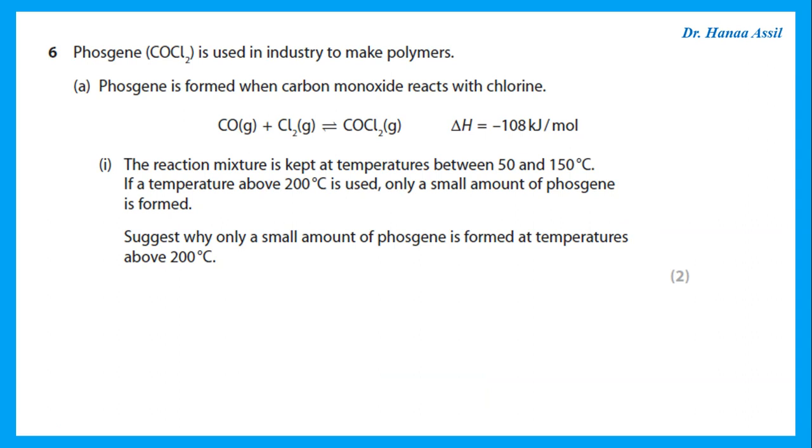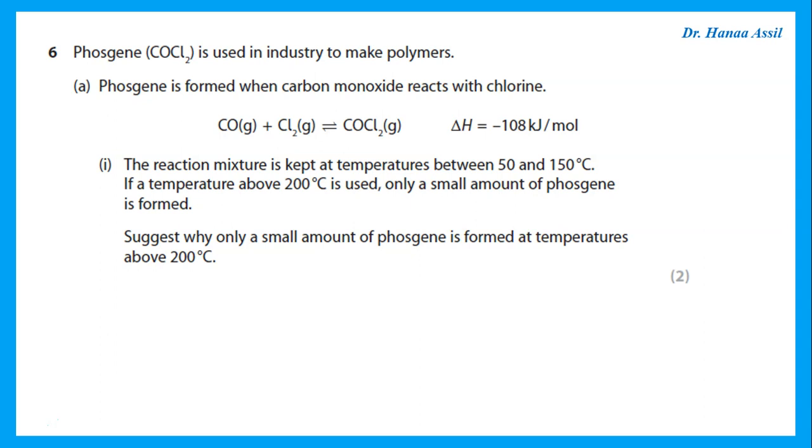Phosgene is used in industry to make polymers. Phosgene is formed when carbon monoxide reacts with chlorine. The reaction mixture is kept at temperatures between 50 and 150. If a temperature above 200 degrees Celsius is used, only a small amount of phosgene is formed. Suggest why only a small amount of phosgene is formed at high temperature.